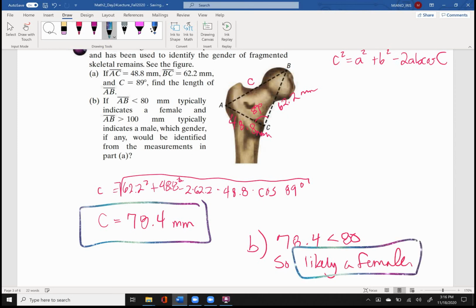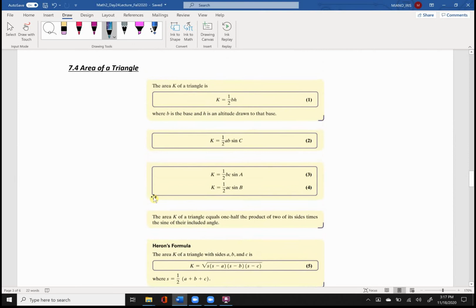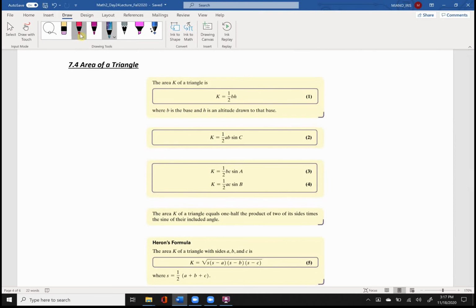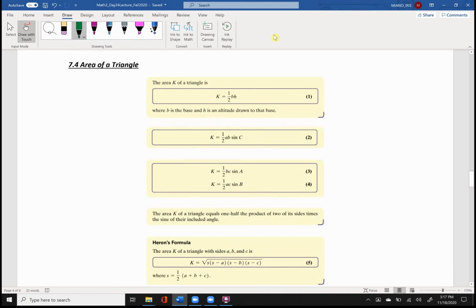Okay, so now I would like to enter into section 7.4 and do a few triangle area examples. We're given some new formulas here. I'll scroll down so we can see those. We've all been introduced at some point to the super famous, quintessential area formula for a triangle, which is that its area is half of its base times its height, or base times height over 2, or some such equivalent variation.